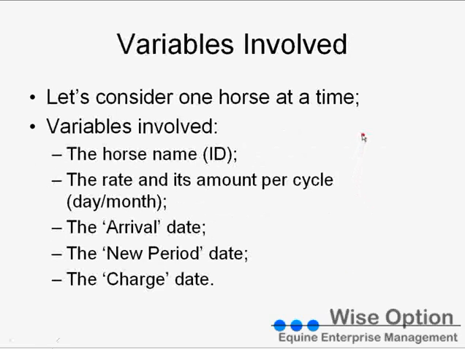Let's consider a horse at a time, and let's talk about the variables involved in the process. The boarding module will consider the horse name, the rate, which can be either per day or monthly rate, the arrival date, the new period date, and the charge date. Let's take a look at the program.